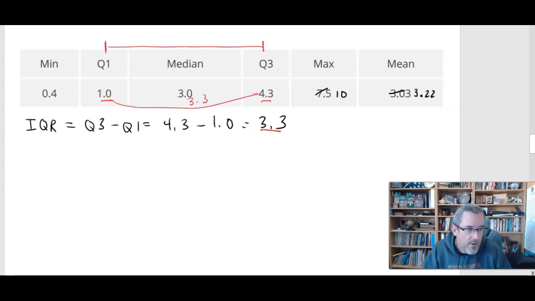All right? Now, an outlier, by definition, statisticians have agreed upon this definition, and we all have to live with it.